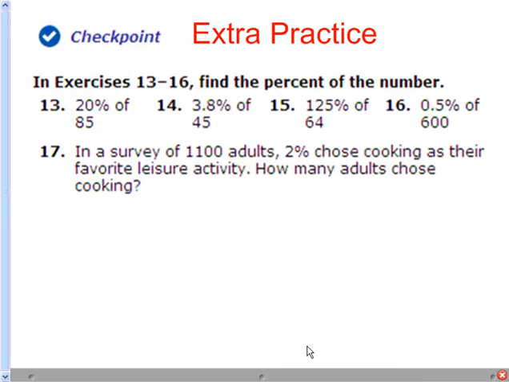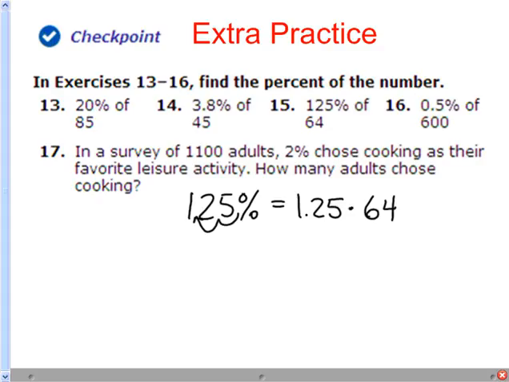Moving on to number 15. We're looking for 125% of 64 here. 125% is the decimal 1 25/100. And 125% of 64 would mean multiply that by 64. So I'm going to multiply just 125 by 64.